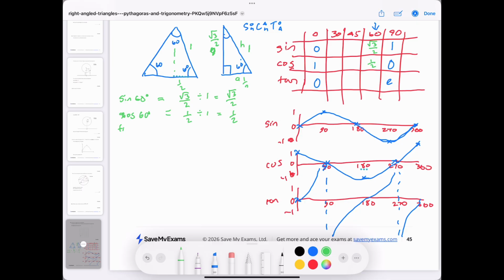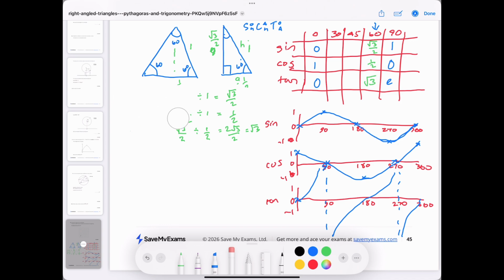And tan of 60 is opposite over adjacent, so that's root 3 over 2 divided by half, which means times it by 2, so that's 2 root 3 over 2, which equals root 3. And that's that one. So we filled in all of that.